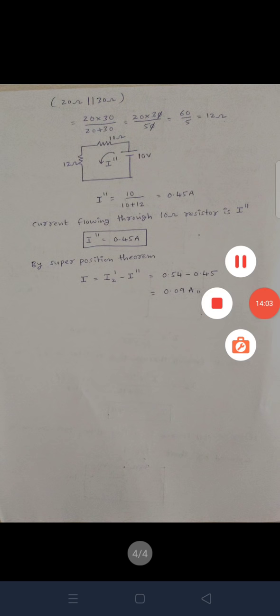Or power P is equal to V into I, and in place of V you can substitute I into R. You will get power P equal to I square into R, or V square by R. That is, power P is directly proportional to I square and to V square. Yes, this is a non-linear relationship. Hence the superposition theorem is not applicable for non-linear elements, and it is not used for power calculations.